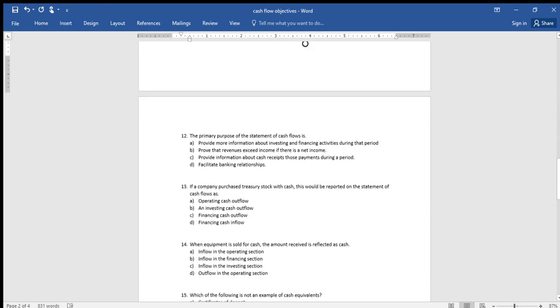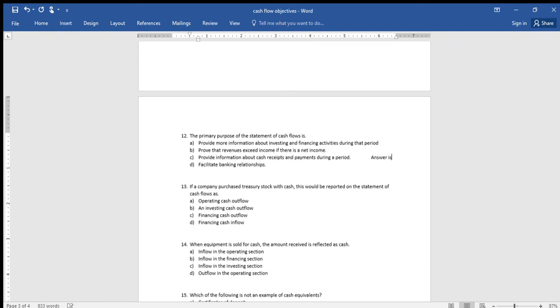Then question 12. The primary purpose of the statement of cash flows is, first, to provide more information about investing and financing activities during that period. It's true, but it does not show only investing and financing because there is also operating. Then to prove that revenues exceed income, I don't think so. Then to provide more information about cash receipts and payments during that period. Then lastly to facilitate banking relationships. I think my answer is C, which is to provide more information about cash receipts and payments during that period.